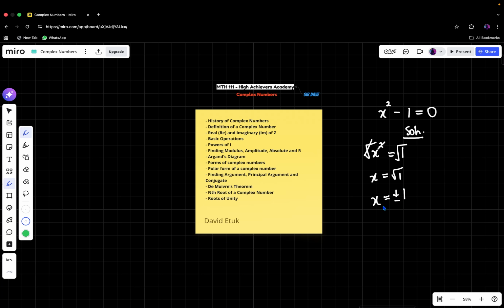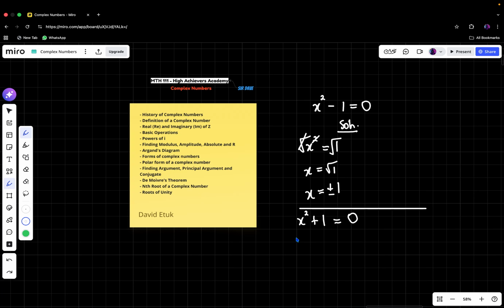Now, if we move further, I give another example. Let's take this example: x squared plus 1 is equal to 0. Now, notice the change in sign. Here is a minus, here is a plus. So let us begin to solve this. So what do we have? We are going to have x squared is equal to minus 1.